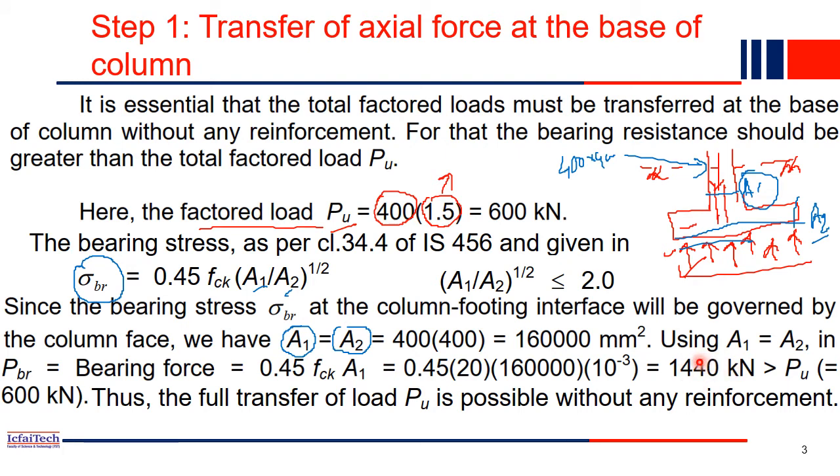But how much is applied? Our force applied is a total of 600 kilonewton. So the soil or this foundation can take a maximum of 1440 kilonewton, whereas the applied load is 600 kilonewton. So it is very less. Thus the full load PU can be transferred without any reinforcement at the bottom. So our first check is now over.